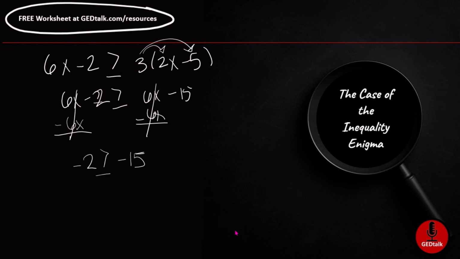Well, and that's true, right? Negative 2 is greater than negative 15. And this is always going to be true. So no matter what value of x you pick, it doesn't affect the truth of the inequality anymore. So the conclusion is, well, we ended up with the true statement without any variable left, right? The x's were eliminated on both sides. The solution is all real numbers. In other words, every value of x satisfies the original inequality.